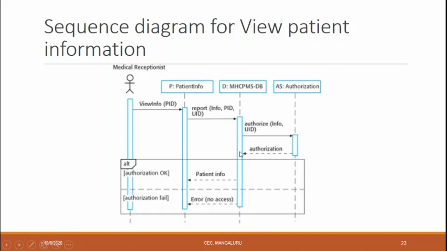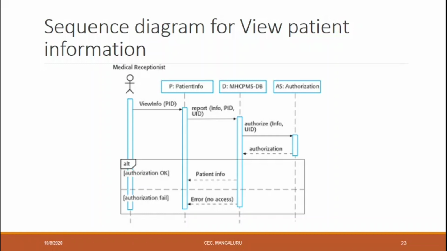Then after the authorization is received in the database of the healthcare patient management system, it sends the patient information if the authorization is okay, and it sends an error message if the authorization fails. So you can see the lifeline of the authorization ends in a short period, whereas the lifeline of the database as well as the lifeline of the patient information will be there till the authorization is okay or the authorization has failed. So this is the sequence diagram of the patient health management system.